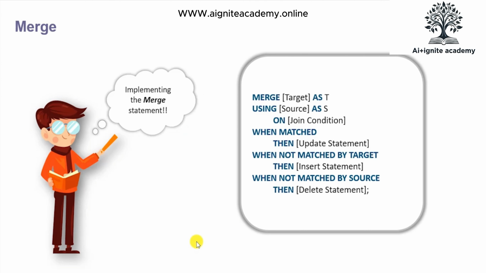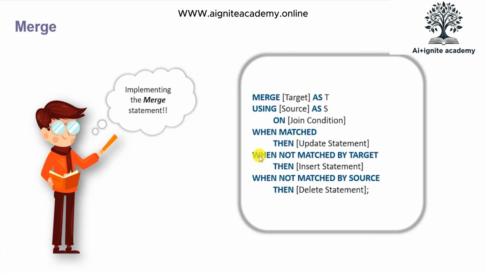Now let's have a look at the syntax of the merge statement. So we'll start with the merge keyword and then give the name of the target table and assign it an alias using the as keyword. Then we'll type using and give the name of the source table and also assign it an alias using the as keyword again. After that, we'll type on and then set the join condition. Then we'll type when matched. So if the rows match up based on the join condition, then we'll go ahead and update the target table.